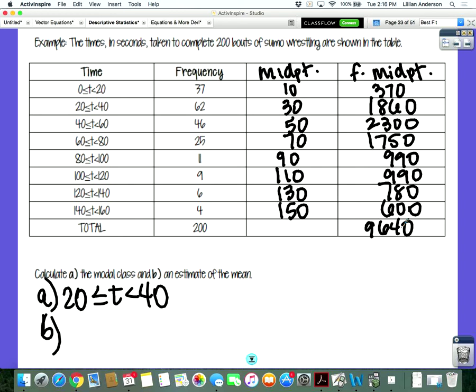So your numerator is the total when you add up the frequencies times the midpoint. So that's your numerator, 9640. And then you divide it by your total frequency, which we see is, and when you divide, that gives you your mean of.